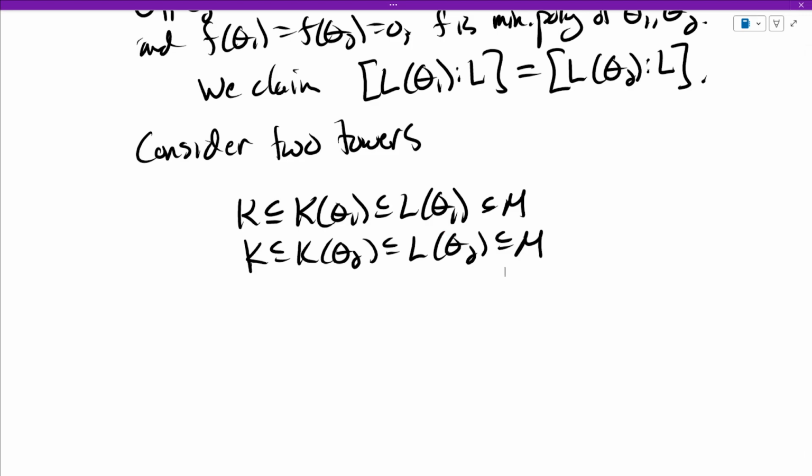K is certainly contained in K adjoin something, and K is contained in L. So if I adjoin something to K, that should be contained in adjoining that same thing to L. And then M has everything involved here. Okay. All right. Great. So we have our two towers. And then what are we going to do? Well, we are going to look at the following.